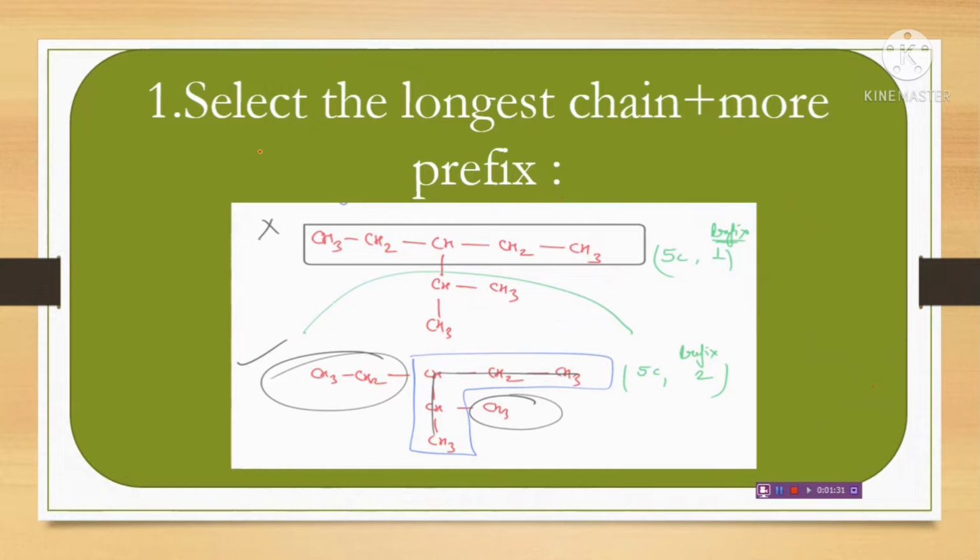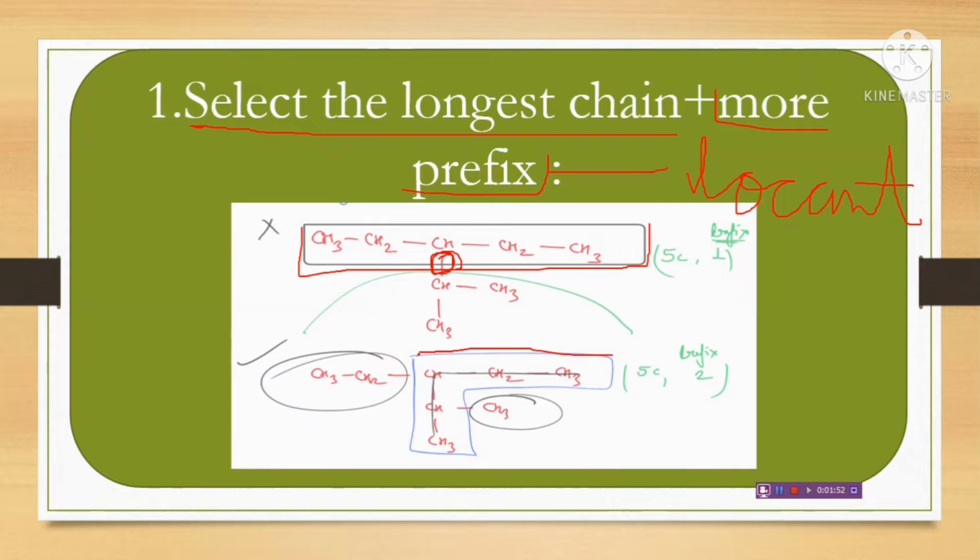Now let us look at the next example. When we get two longest chains, we need to find which long chain has more locants, or we can say more prefixes. So in this compound, when we select a straight chain like this, we get only one locant at this position. But when we select it like that, we get two locants at two positions. So here this substituent group is methyl and this one is also a substituent group known as ethyl.